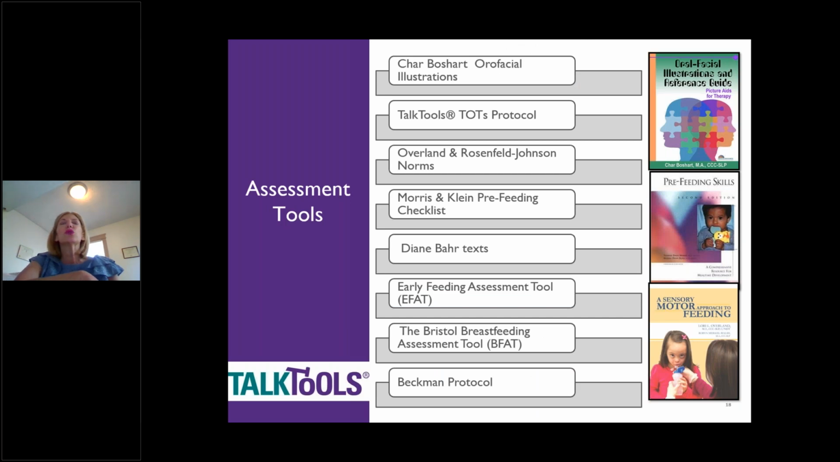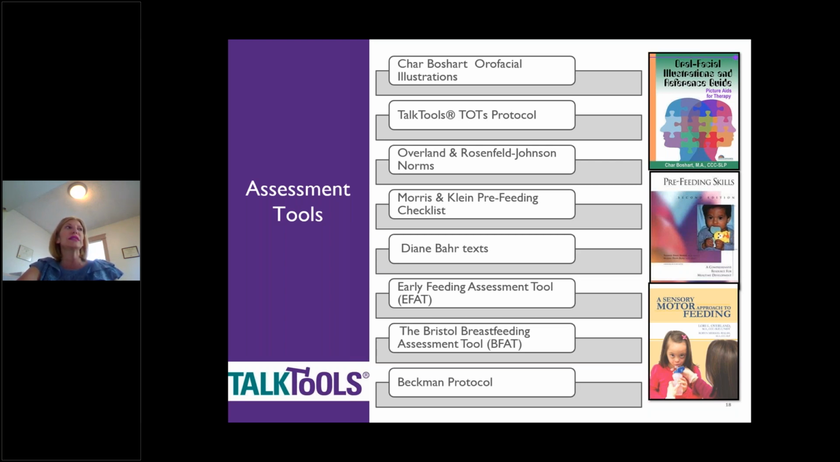So, assessment tools for feeding and oral motor dysfunction. We have something I love. Char Beauchart has an orofacial illustration guide, and you can go to Speech Dynamics, which is her website. And this is a downloadable, so just make sure you have enough ink, but it's very reasonably priced.